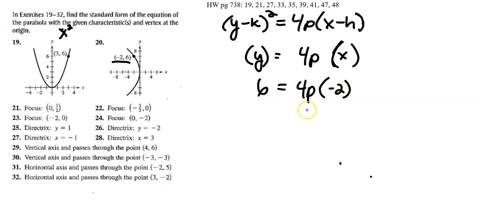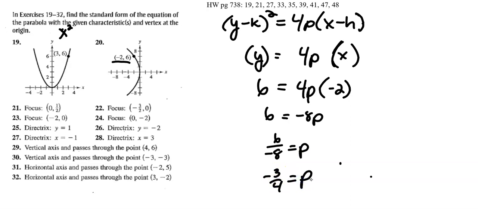-2 times 4 is -8. So we get -8p equals 6. Divide both sides by -8 and I get 6 over -8 equals p, or -3/4 equals the value of p. So that just told me that I'm going to go over -3/4 to find the focus. And then I can find the LR just by multiplying this by 4. The LR is equal to 3.